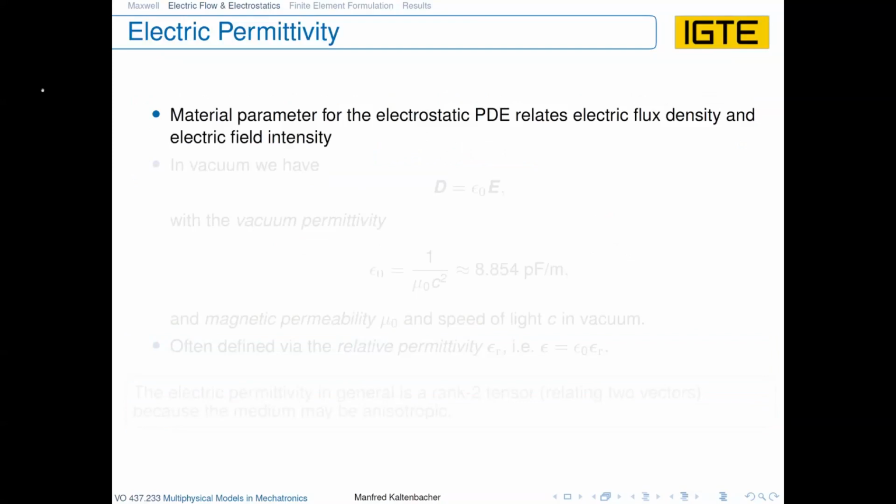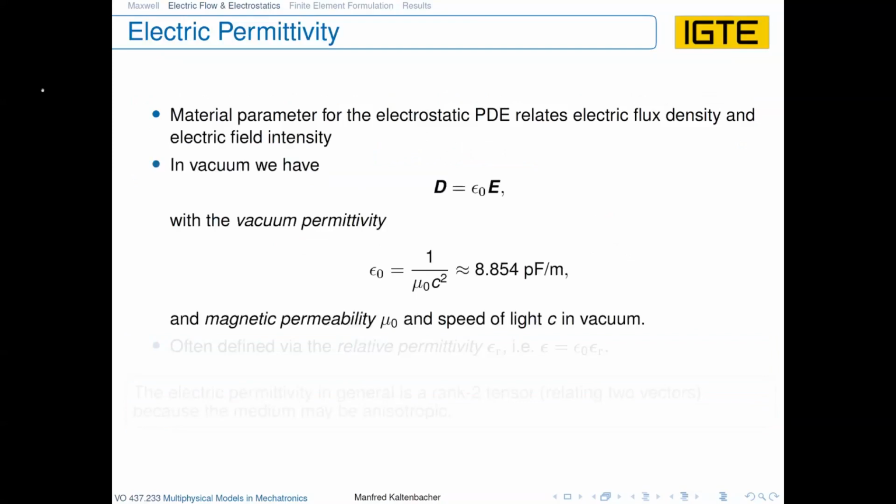Discussing a little bit about the material parameters in an electrostatic computation. In vacuum we have this simple relation, and perhaps I also want to express that especially epsilon 0 and mu 0, with these two parameters you can also compute the speed of light in vacuum.